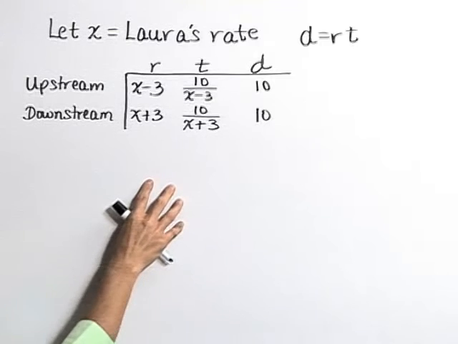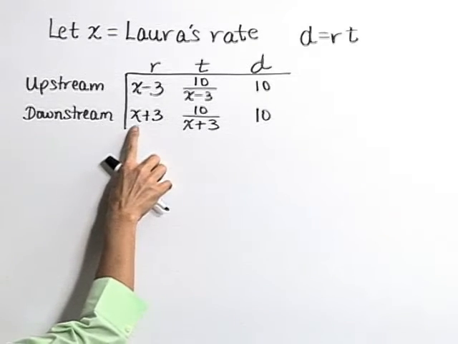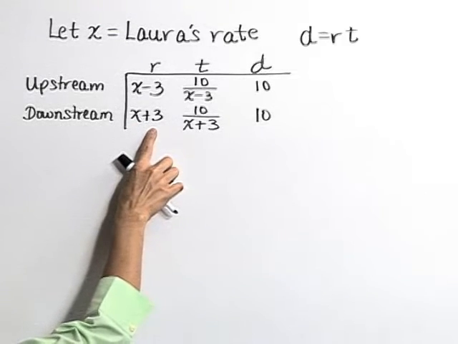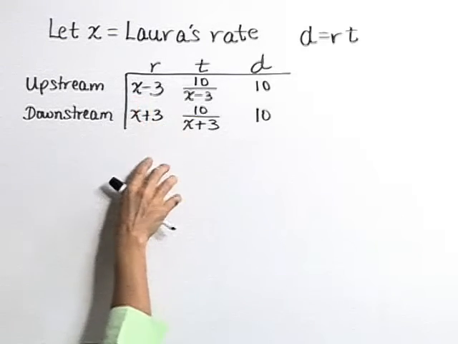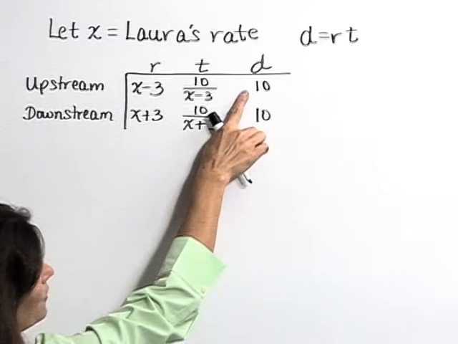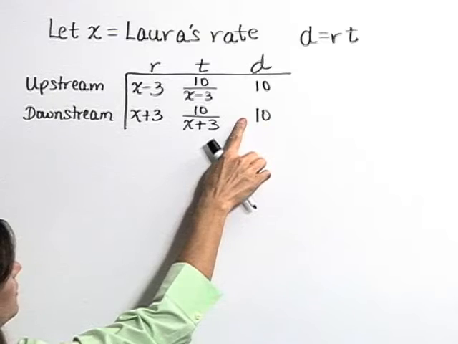Now, if the rate of the current is 3 miles per hour, then downstream, Laura can go her paddling rate plus 3, or x plus 3. Upstream, she's fighting the current, therefore her rate is slower, it's x minus 3. We're told that she goes 10 miles upstream and then back, so 10 for both of these distances.